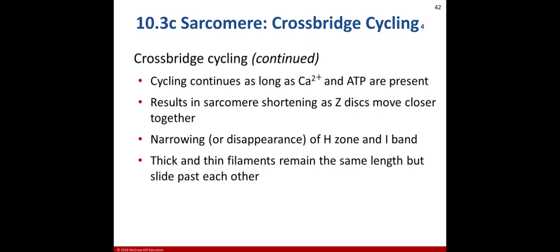This is going to be in a cycle because as long as there is calcium and ATP, we can have the shortening of these Z discs, moving them closer together, or what we call contracting. We will see that the H zone and the I band will disappear, or at least narrow. Our thick and thin filaments remain the same length, but they're sliding past each other. So they're sort of just shrinking in the overall length while the filament itself is still the same.